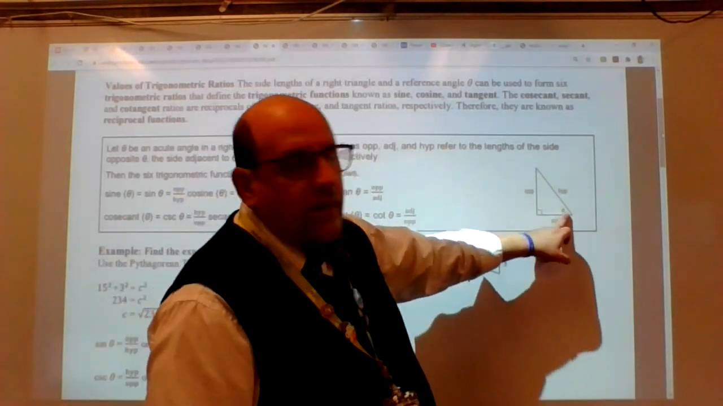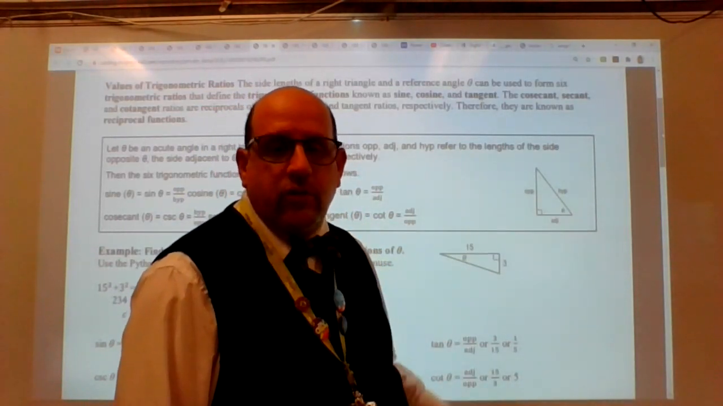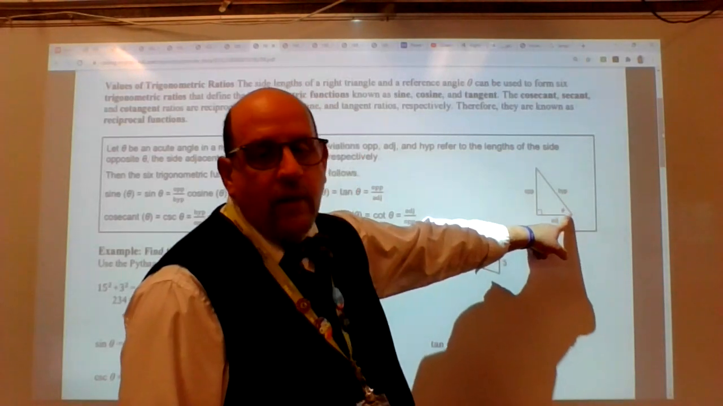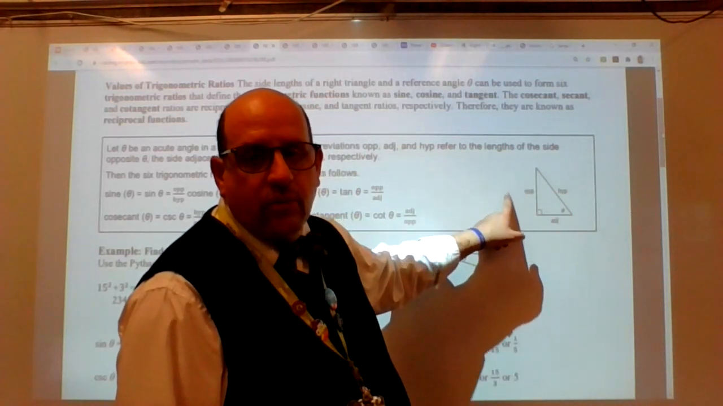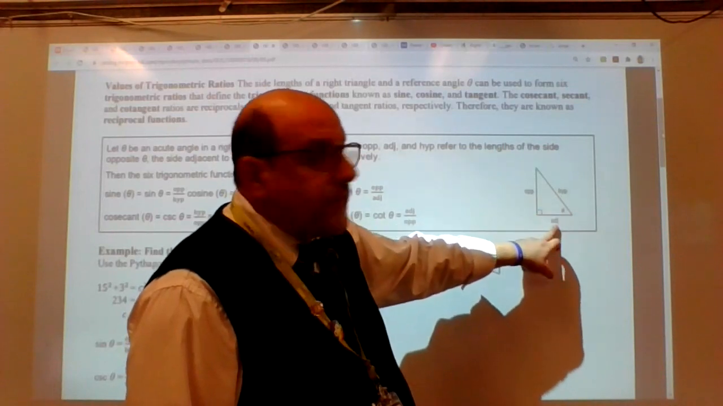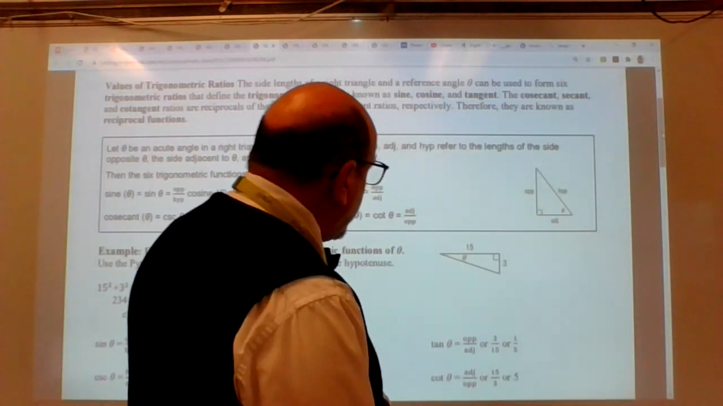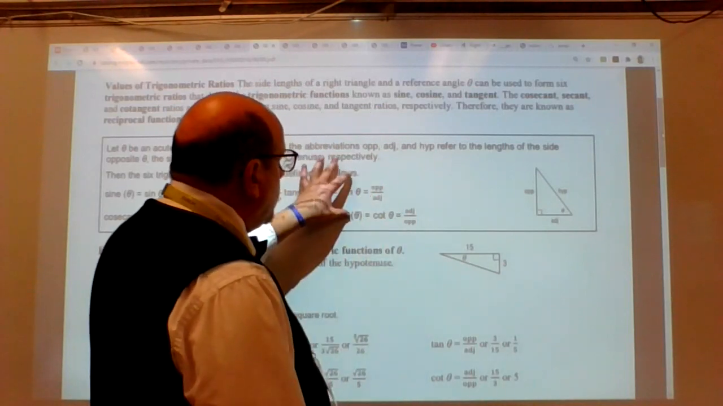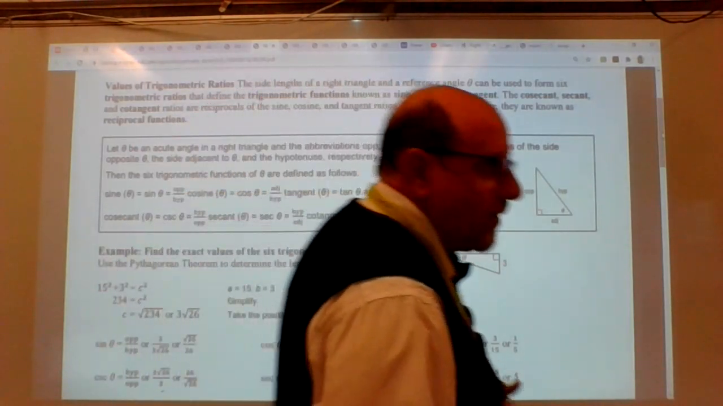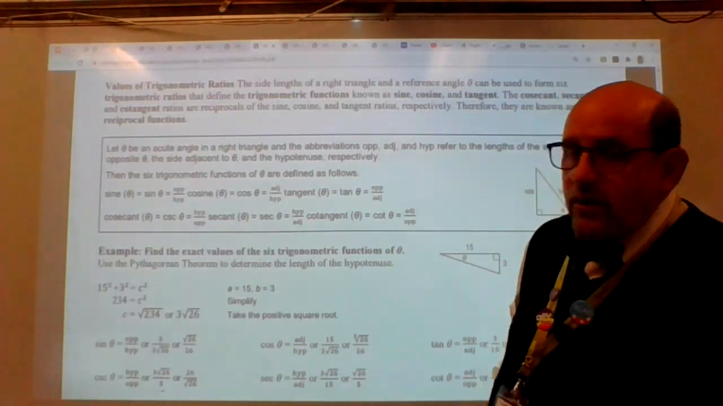So what it does is it tells you where the angle of reference is, where your reference point is. So if you're looking here at theta, you know that the side across from it is the opposite side. There it is, the opposite side. And then the side right next to it, that's the adjacent side. Very simple idea. And how do we use those things when we're talking about the functions?